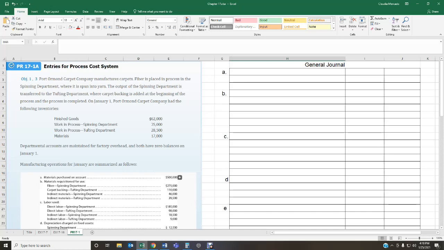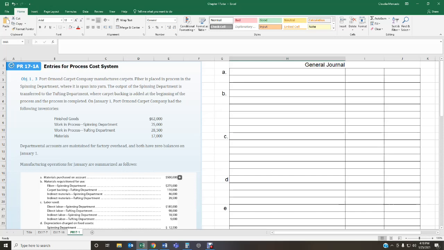Now, there's a difference between incurring and applying overhead. Okay, incurring overhead is something that actually happens, and you accumulate your overhead in the overhead account, and then at the end of a period, you apply the overhead to the specific working process. And then, of course, we transfer the cost from the department to the finished goods. And then, of course, when the goods are sold, the costs are transferred from finished goods to cost of goods sold. So it's a process.